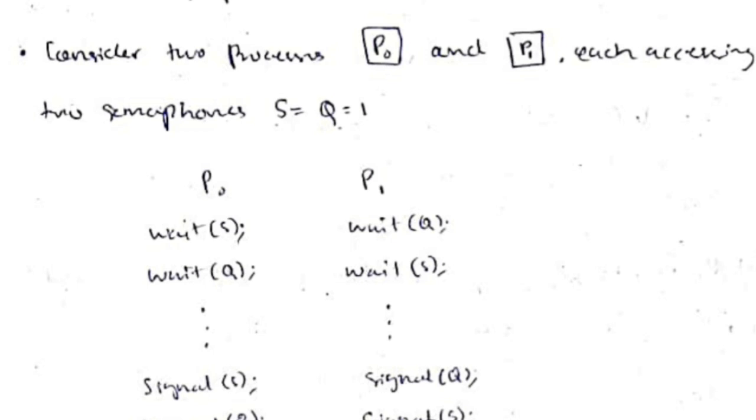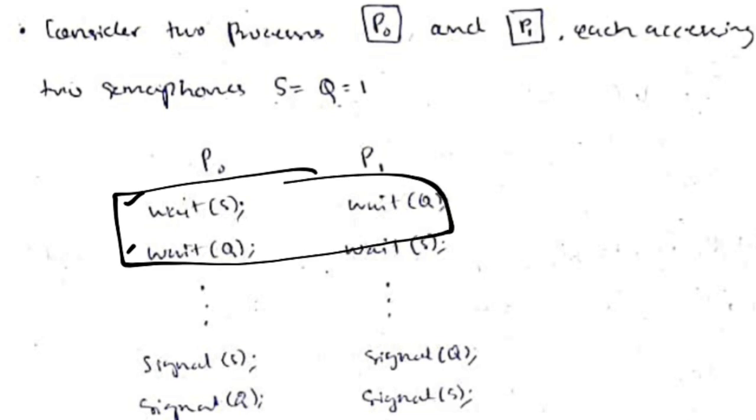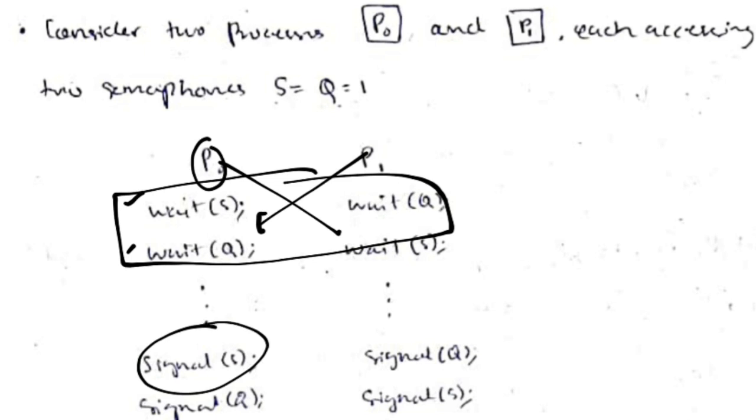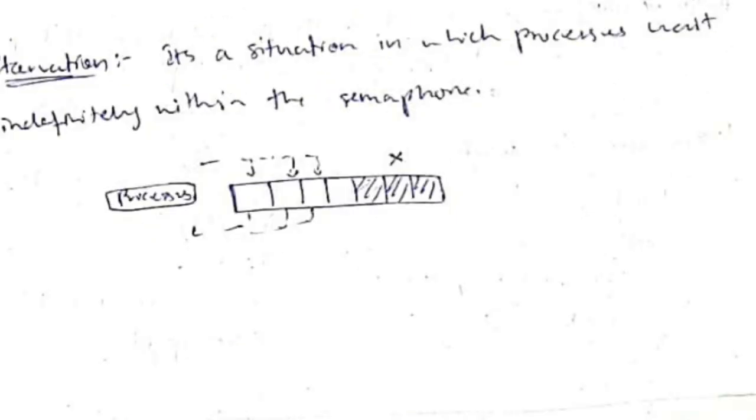So unless P1 executes this function, P2 can't enter the loop. So suppose that we are using 2 semaphores and 2 processes. In this case, wait S and wait Q are executed by both of these processes, and both are waiting for each other. P1 is waiting for P0 to execute signal S so that it will continue after this, and P0 is waiting for P1 to execute signal Q so that it will move on with this. Okay, so both are waiting for each other, and these 2 functions will never be executed, and this situation is known as deadlock.